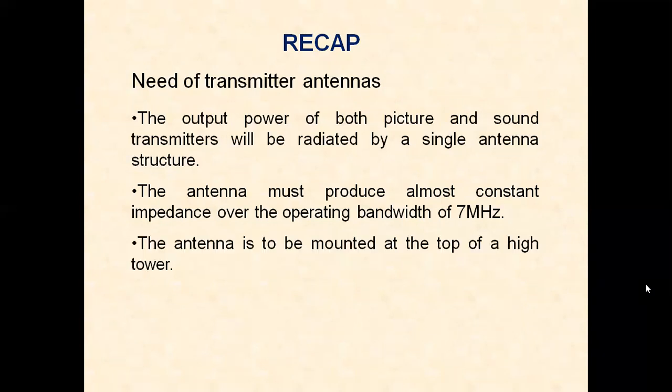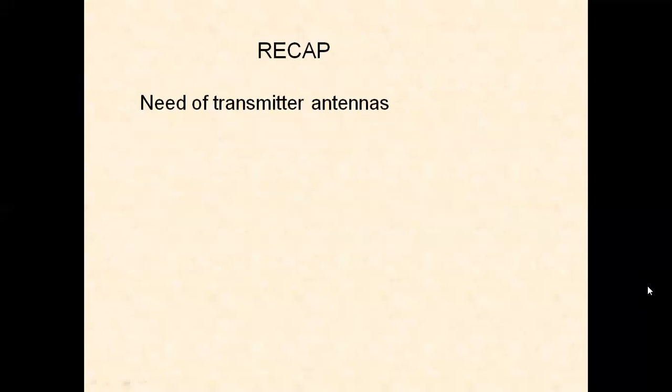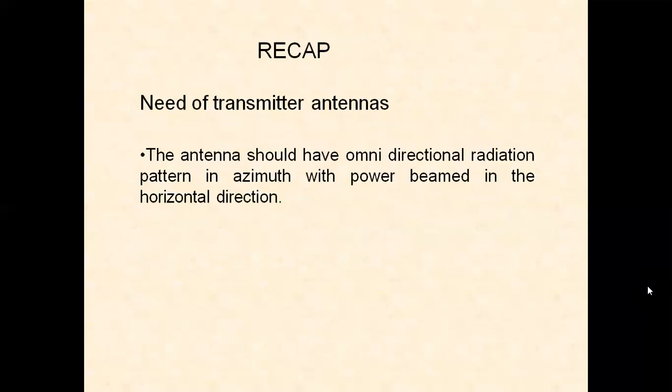The antenna is to be mounted at the top of the high tower to provide a line of sight communication between the transmitters and receivers. The antenna should have omnidirectional radiation pattern in azimuth with power beamed in the horizontal direction. Most of the TV antennas are horizontally radiated, so it must be radiated in the horizontal direction. So in case of TV transmission, the antenna should be omnidirectional.